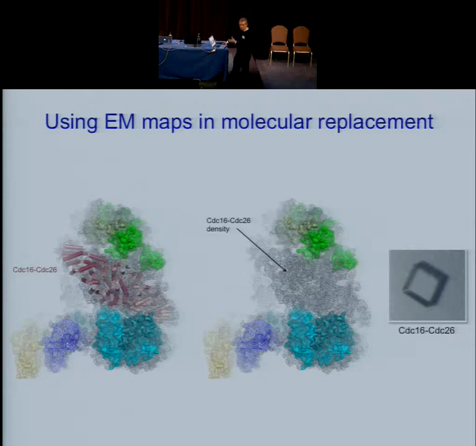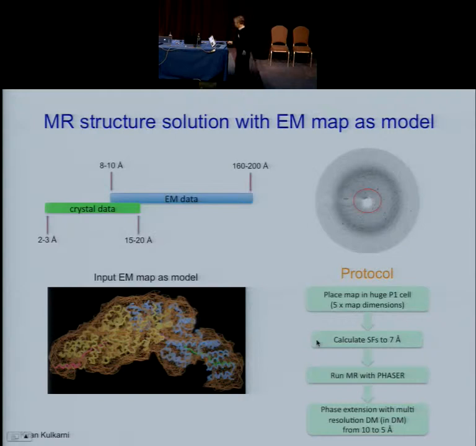So we took this CDC16 density, and this is work from Kiran Kulkarni in the lab. Even though there's very little overlap in resolution between crystal structure data and EM data, this process worked very well. Kiran placed the EM density for CDC16 from the APC map into a very large P1 unit cell, 5 times the dimensions of the map, calculated structure factors to 7 angstrom resolution, and then ran Phaser in default mode. He was able to determine the positions of 2 copies of this dimer within the asymmetric unit of CDC16 crystals, and then used density modification in DM to extend the phases to 5 angstrom resolution.